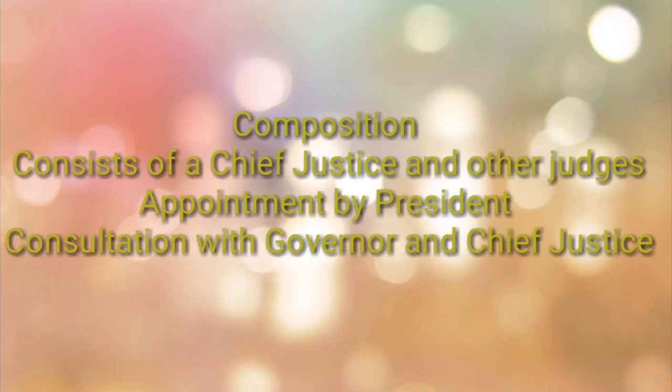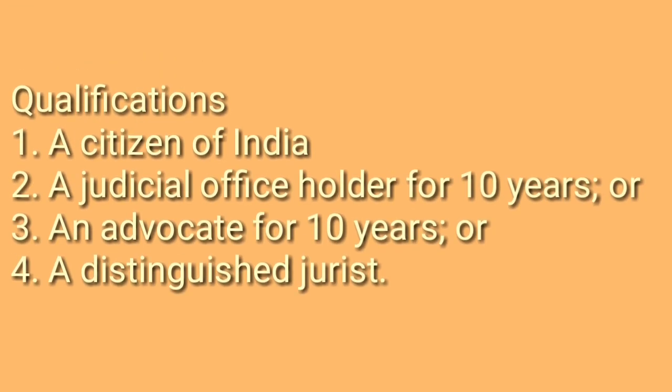Composition. The High Court consists of a Chief Justice and other judges as appointed by the President in consultation with the Governor of the state and Chief Justice of India. In the appointment of other judges of the High Court, the President consults the Chief Justice of High Court also. The Constitution does not fix maximum number of judges for a High Court. Now, qualifications. The Chief Justice and the other judges must have the following qualifications.